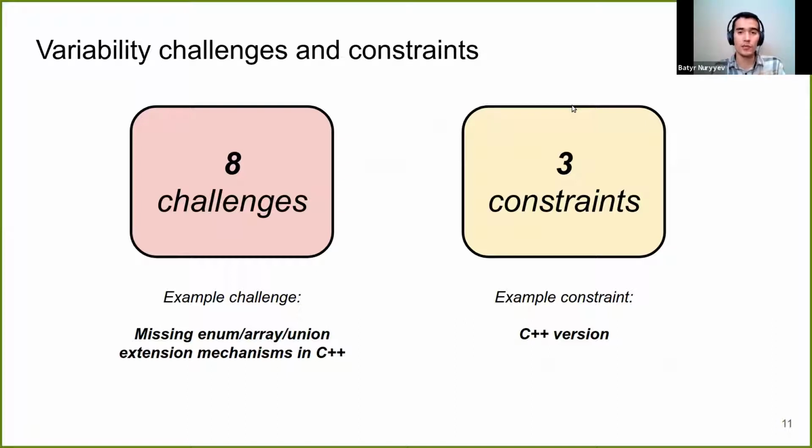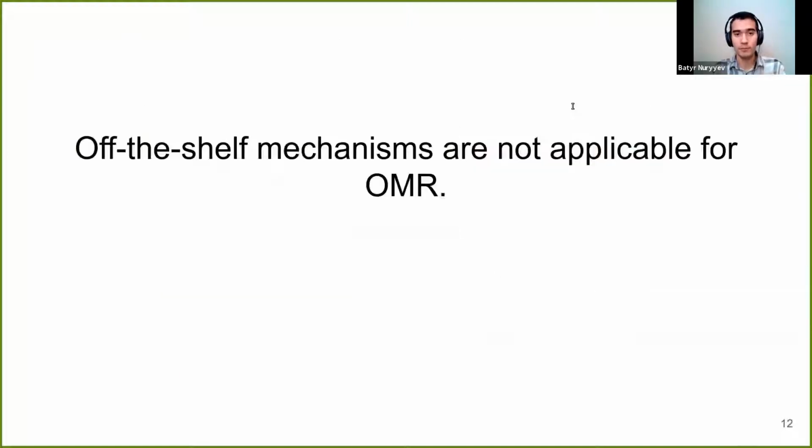One of the challenges, for example, is missing extension mechanisms for enumerations and unions in C++. In other words, C++ doesn't provide a way to extend enumerations or unions the same way we would extend classes. One of the examples of constraints is the C++ version. OMR developers, for example, cannot use C++17 features because the newer features of the language are not yet supported on all architectures that OMR supports. Therefore, they always stick to the lowest common denominator of C++ that's supported on all architectures.